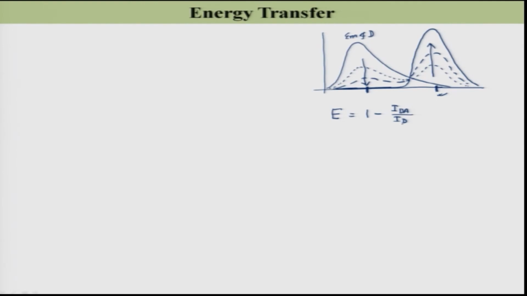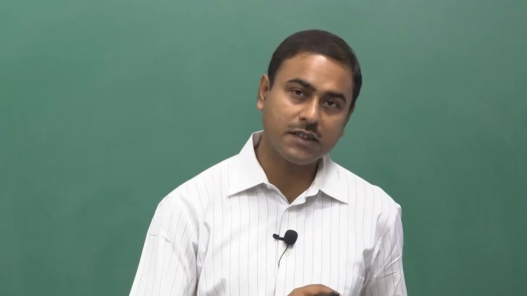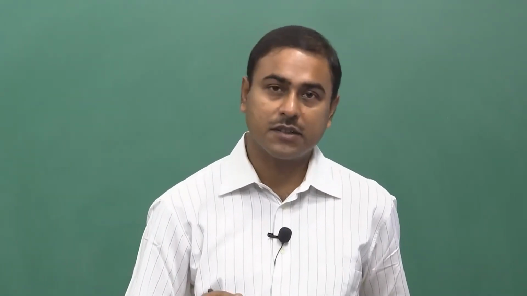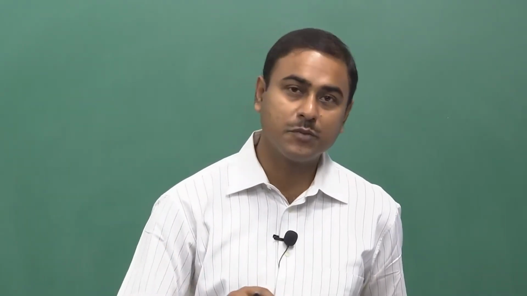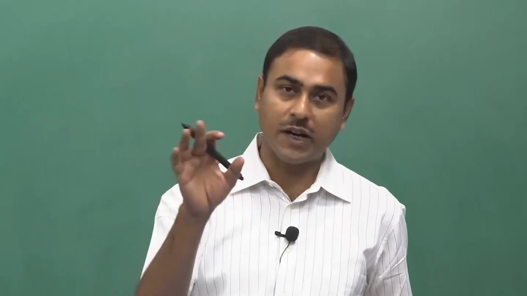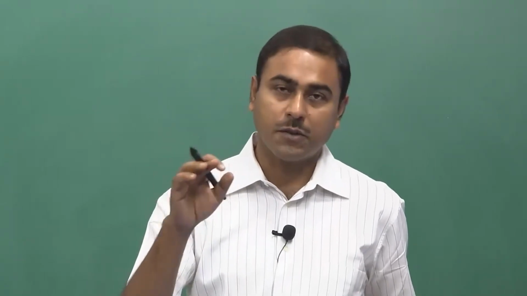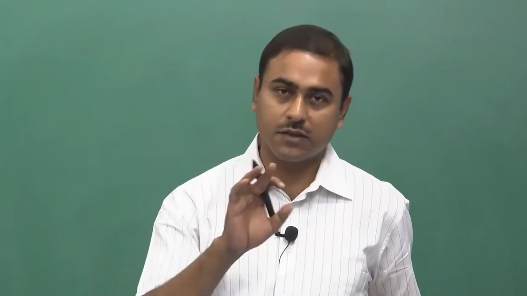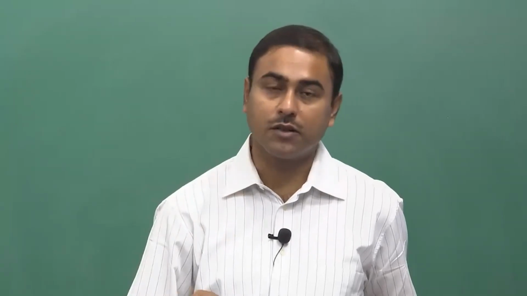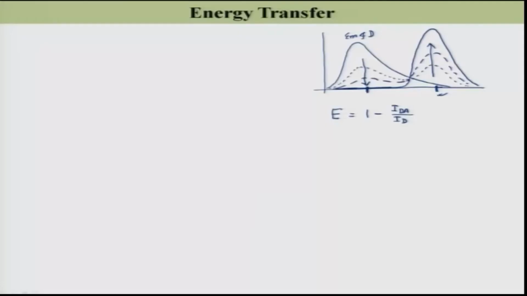So then, I_DA by I_D equal to 1, 1 minus 1 equal to 0, that means the energy transfer is completely inefficient, I mean 0, nothing. Now, consider that after addition of this acceptor, the fluorescence intensity became 0, from some value, it could be 100 to 0 or 1000 to 0, but whatever it was, it is now 0, that means 0 by something is 0, 1 minus 0 equal to 1. So then efficiency is 1, that means this is a fully efficient energy transfer.